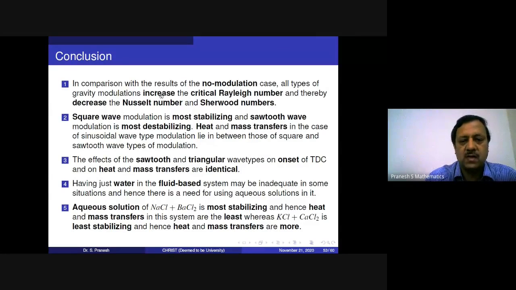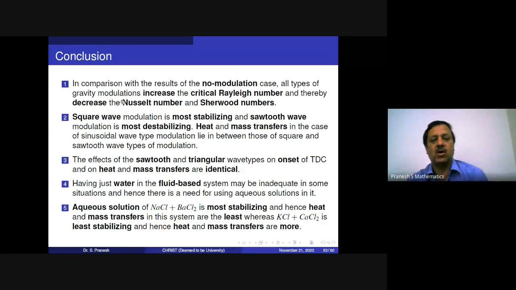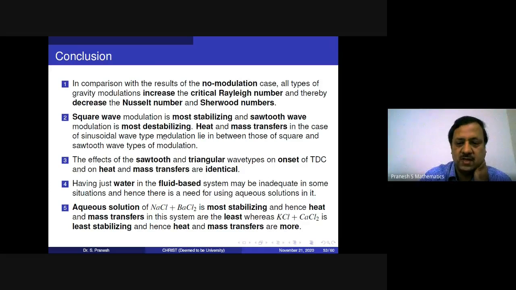In comparison with the results of no modulation, all types of gravity modulation increase the critical Rayleigh number, thereby decreasing the Nusselt number and Sherwood number. That decreases the heat and mass transfer. Square modulation is the most stabilizing, and sawtooth is the most destabilizing. We also observe that sawtooth and triangular remain identical. So we observed that having just water in the base fluid may be inadequate in some situations, so there is a need for using an aqueous solution in it.